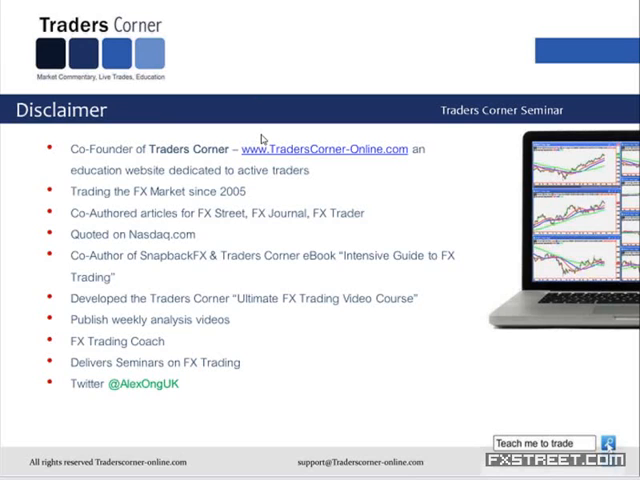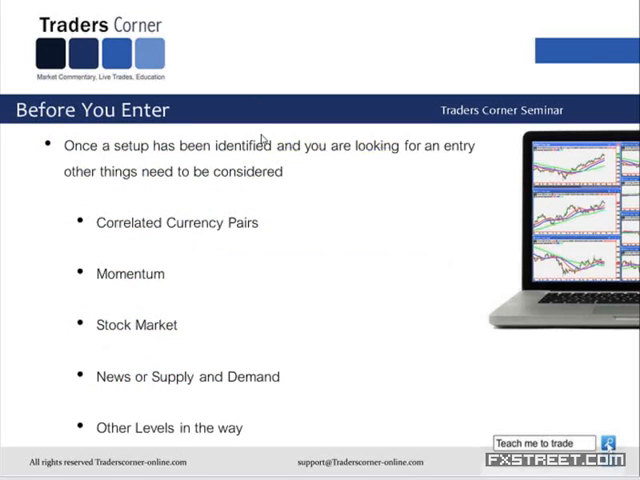Okay, so things that you need to consider before you actually enter. Before we get to the price action, these are things you want to look into, see what's going on, ultimately just to get a good view for the market, because what we're always trying to do is get involved in the higher probability setups.